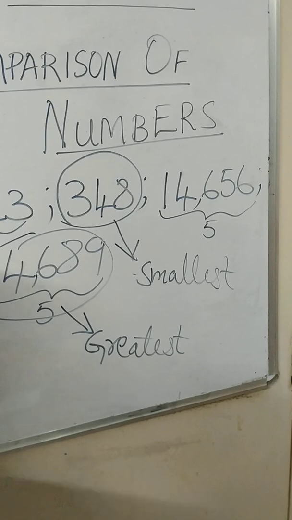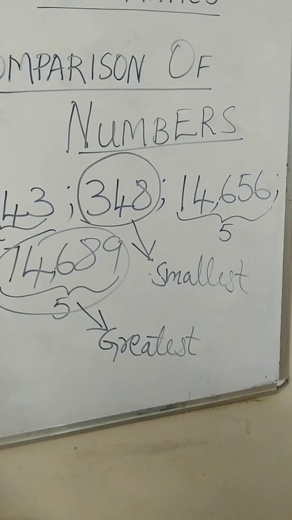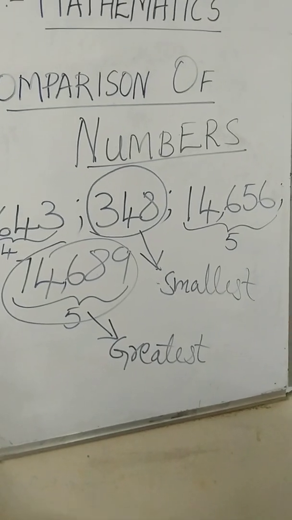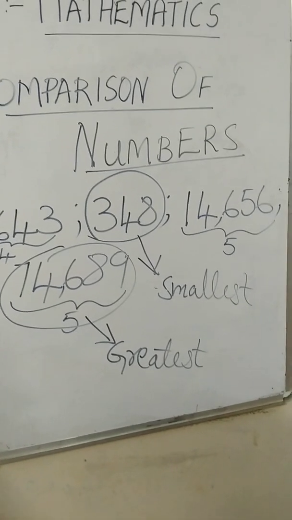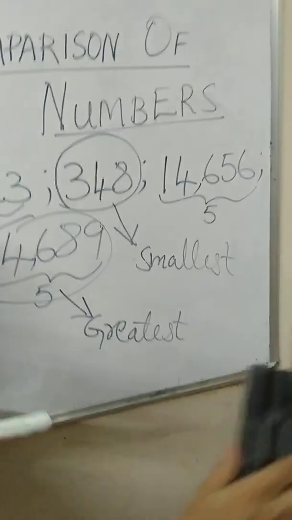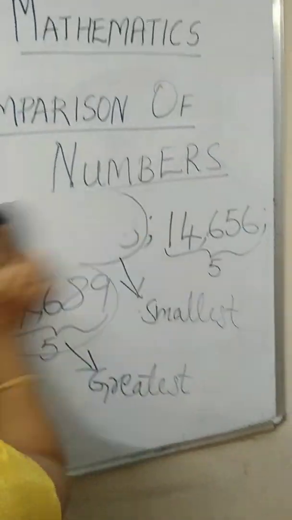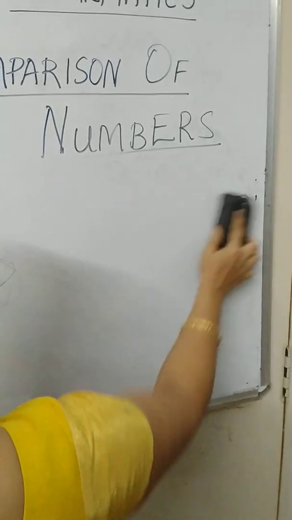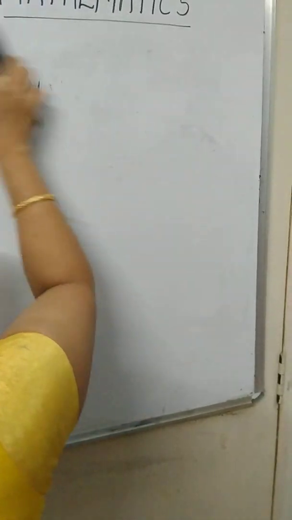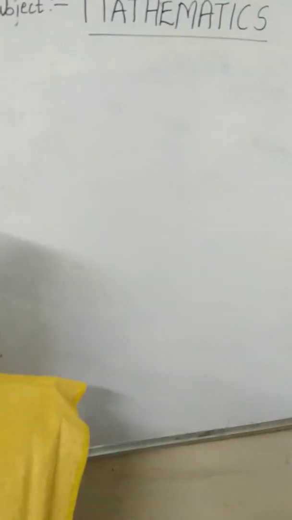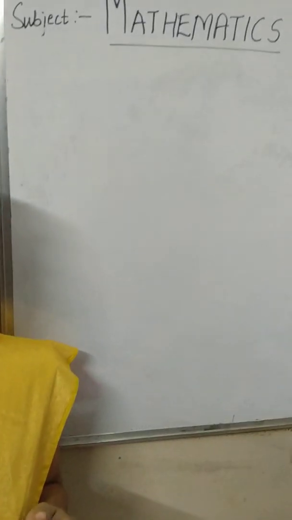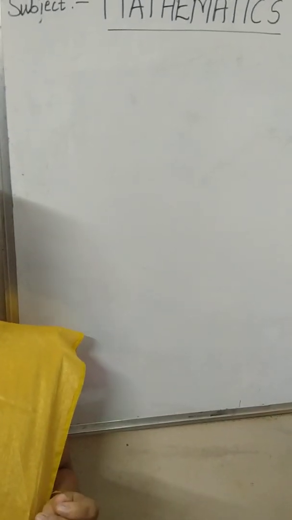Yes children, did you understand how to compare these numbers? You might have learned this in your lower classes also. Yes? Is it clear? Okay children. Now if it is clear, we will move on to the next topic, that is writing numbers in ascending order and descending order. Shall we move on?